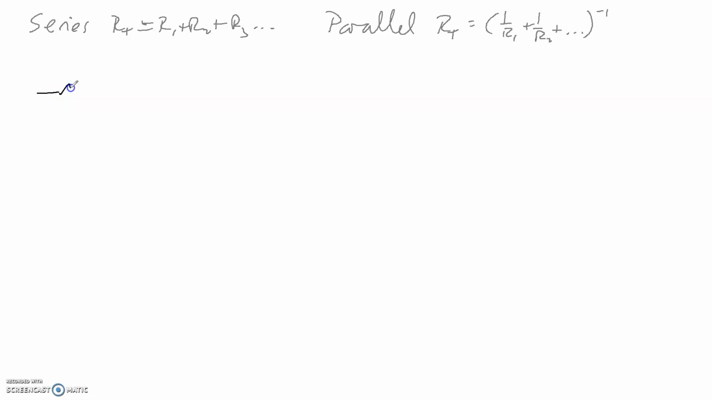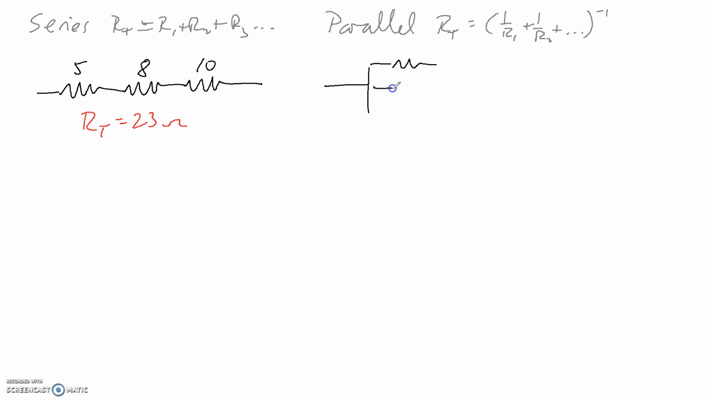For example, what if we have three resistors, and let's say this is 5 ohms, that's 8 ohms, and that's 10 ohms, and we want the total resistance altogether. Now they're just in series, so that's really simple. You've got the 5 plus 8, that's 13, plus the 10, that would be 23 ohms. Now if we took the exact same three resistors and put them in parallel, maybe something like this, here's your 5, your 8, and your 10.